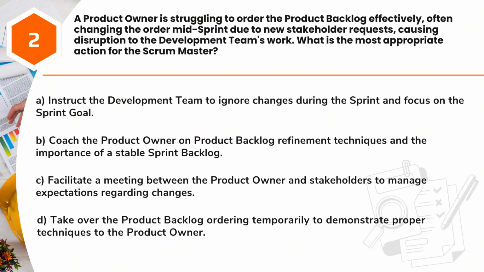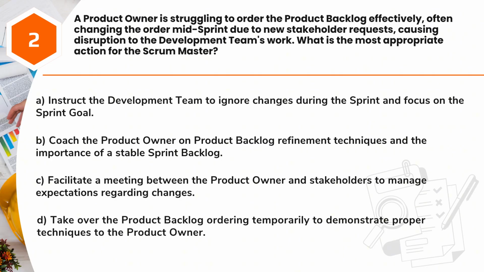Question 2. A product owner is struggling to order the product backlog effectively, often changing the order mid-sprint due to new stakeholder requests, causing disruption to the development team's work. What is the most appropriate action for the Scrum Master?